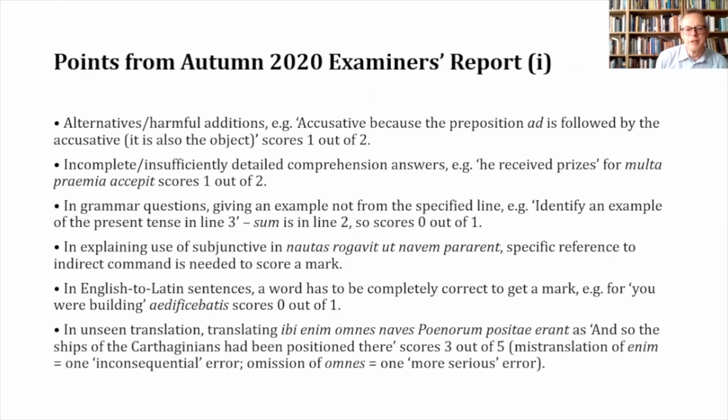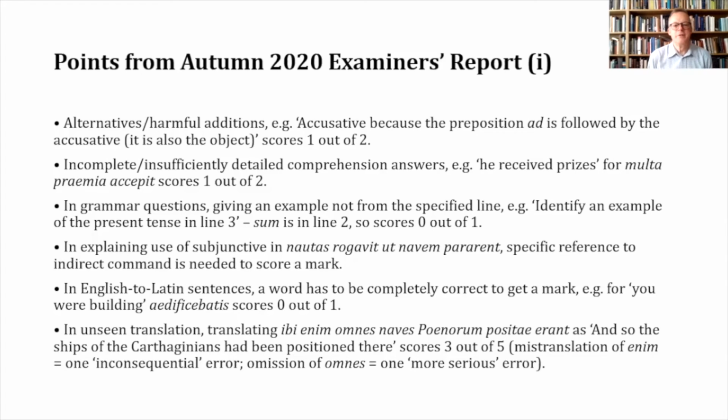Incomplete or insufficiently detailed comprehension answers, I refer to that. "He received prizes" is what the candidate writes for multa praemia, so they only get 1 out of 2 for missing out the adjective. In grammar questions, giving an example not from the specified line: identify an example of the present tense in line 3, somebody writes "sum", which is actually in line 2, so they get 0 for that.